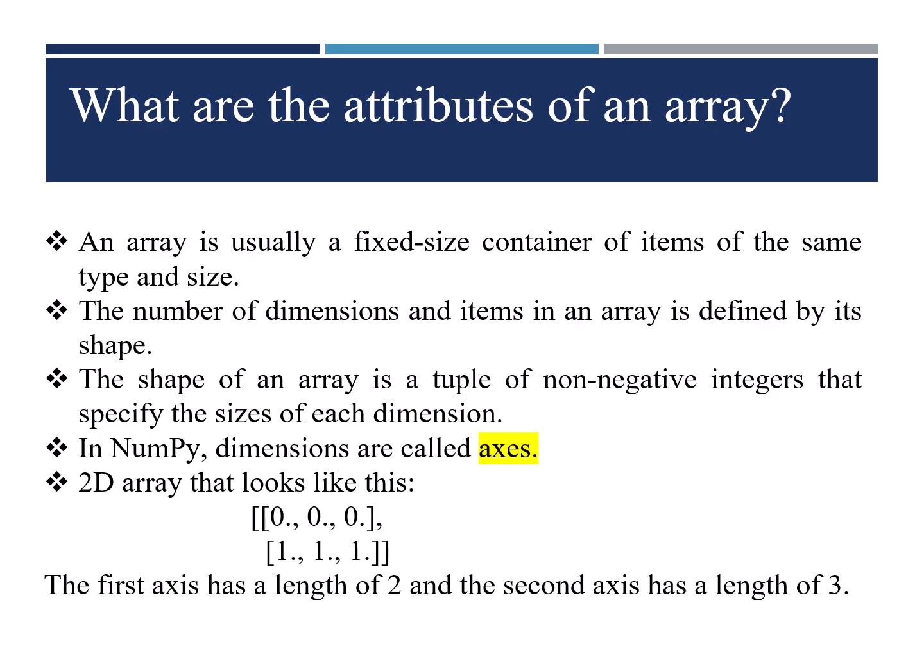Now in NumPy, the dimensions are represented as axes. So the 2D array looks like we have two square brackets. So 0 dot, 0 dot, 0 dot. And in the next row, we have 1 dot, 1 dot, 1 dot. So we have both the rows and columns.